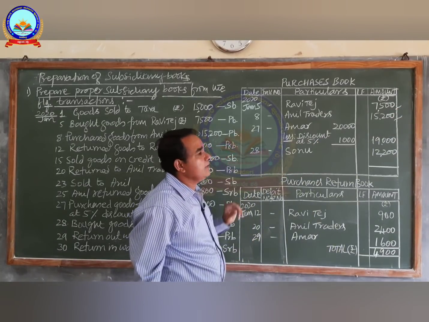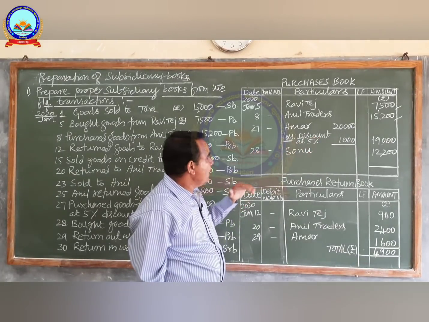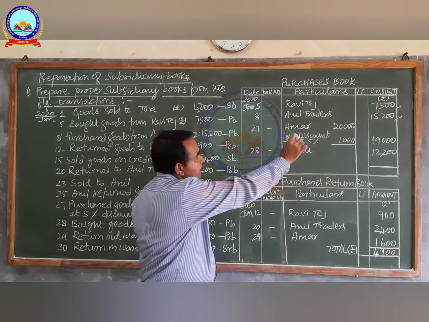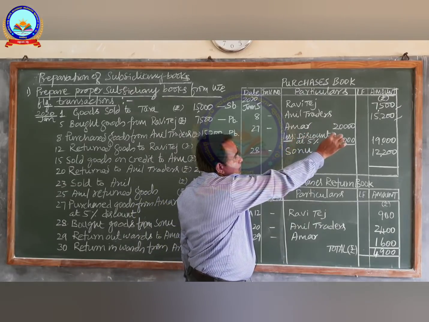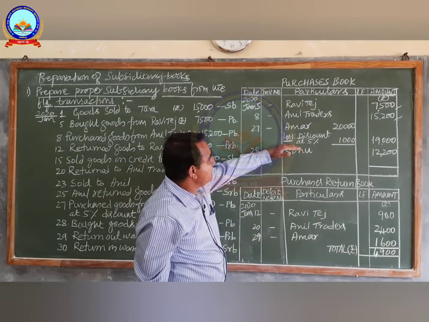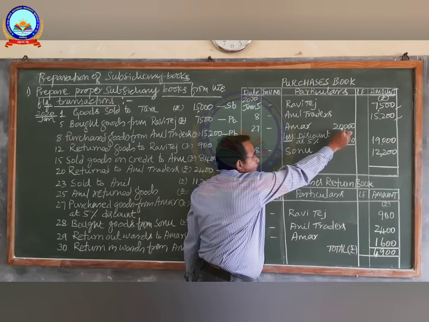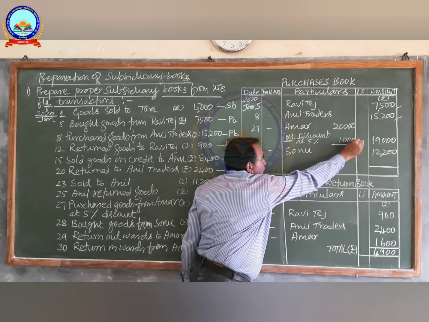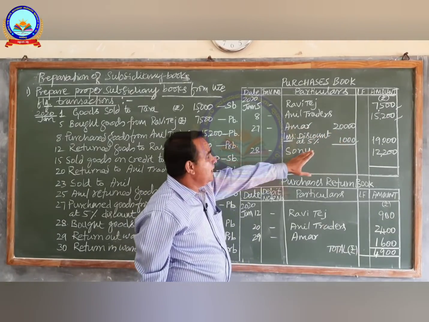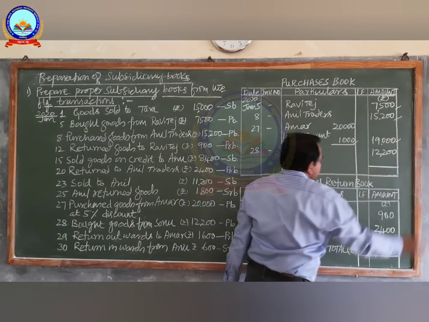On 27th, bought goods from Amar amounted to rupees 20,000 at a discount of 5%. Date 27. Write the name of the supplier, Amar. Total value of goods 20,000, less discount at the rate given in the transaction, that is 5%. 5% on total value 20,000 comes to rupees 1,000. This 1,000 is deducted from the total value of rupees 20,000, and enter the net value in the amount column, rupees 19,000.